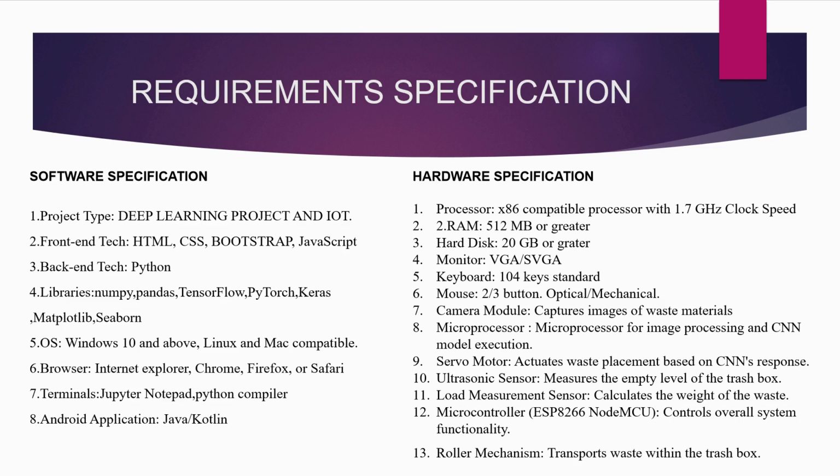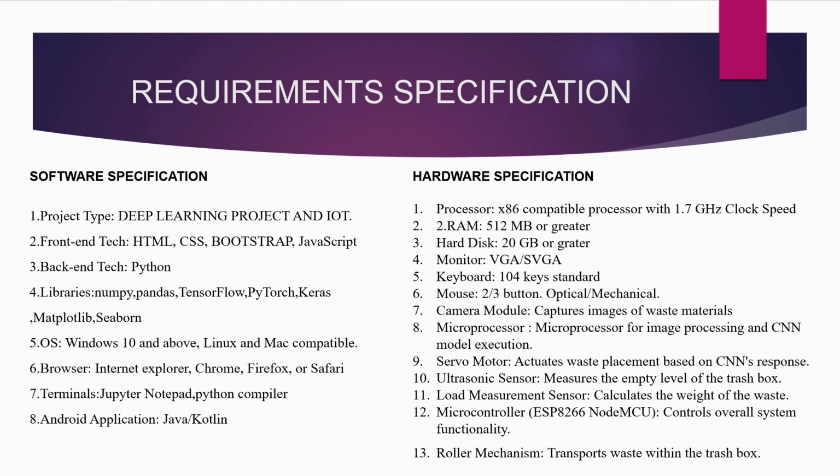So next is the requirement specifications. There are two basic requirement specifications that we need for our project: software specifications as well as hardware specifications. Software specifications are basically the tools that you're going to use, the front-end tools as well as the back-end tools. In the front-end tools we have used HTML, CSS, Bootstrap, JavaScript.